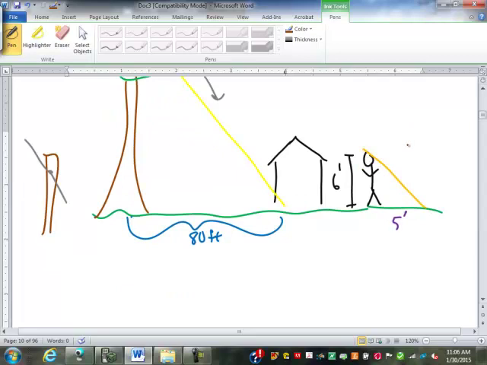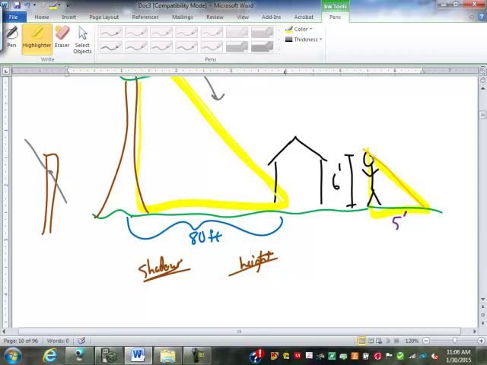Well, the ratio of the shadows should be the same as the ratio of the heights. In fact, you can think of it as similar triangles. You have this triangle here and this triangle here. The 80 and the 5 are on bottom. Those are corresponding sides. And then we're looking for the height here.